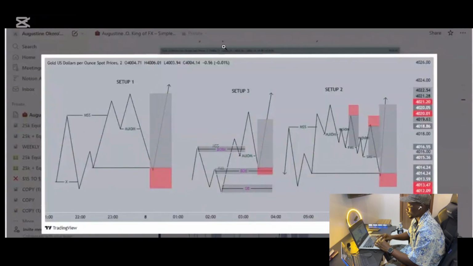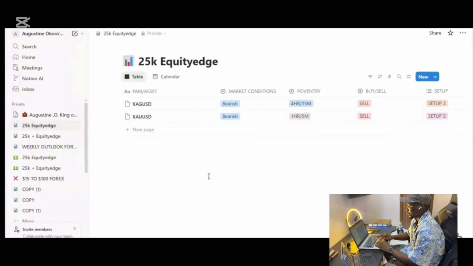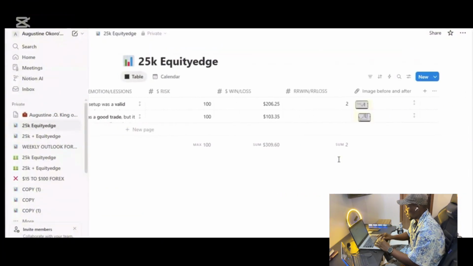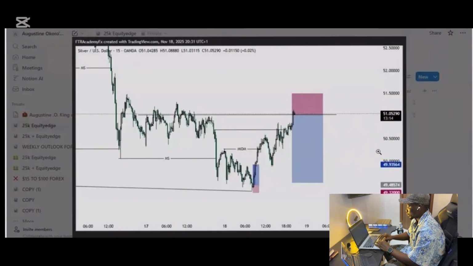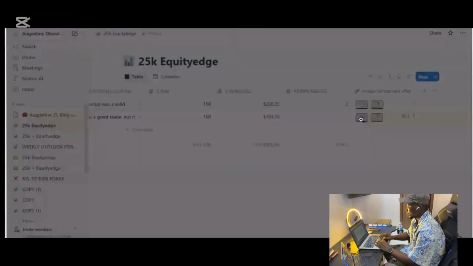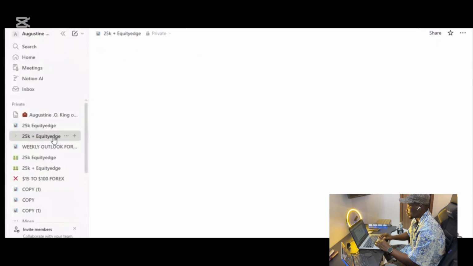So I journal my trade on Notion. Everything is on Notion. You can see the trade right here. So this was the trade I took. The second trade I took. You can see those trades right there.